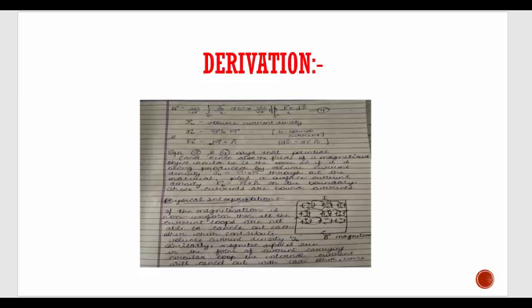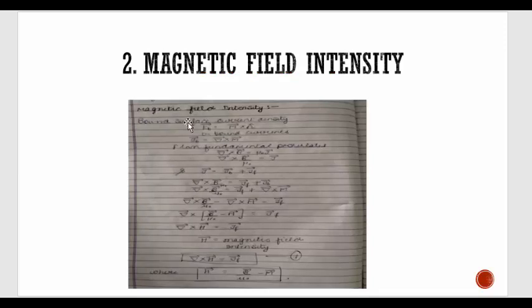Now the next is magnetic field intensity, that is H vector. As I have told you before, there are two parameters which are both related to the magnetic term. B is the induced magnetic field and H is the magnetic field intensity. So in this article we have to find out the magnetic field intensity.